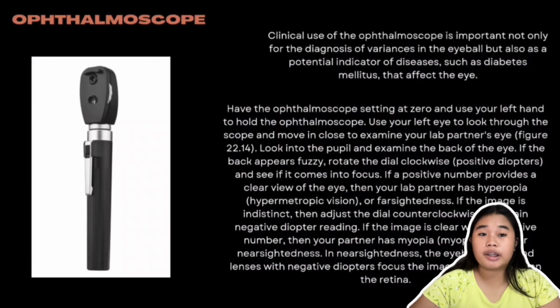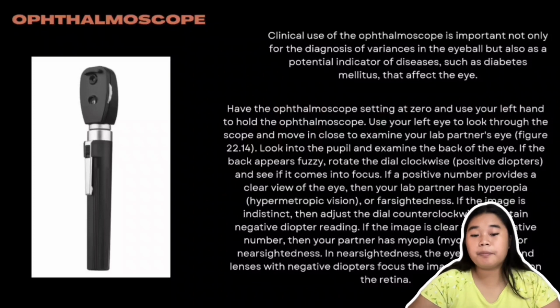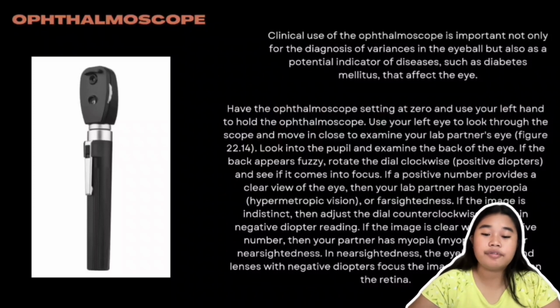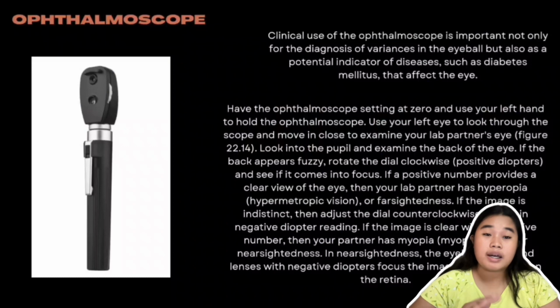The ophthalmoscope is important not only for the diagnosis of variances in the eyeball, but also as a potential indicator of diseases such as diabetes mellitus that affect the eye. To test, have your lab partner sit at 0 and use your left hand to hold the ophthalmoscope. Use your left eye to look through the scope and move in close to examine your lab partner's eye. Look into the pupil and examine the back of the eye. If the back appears fuzzy, rotate the dial clockwise, positive diopters, and see if it comes into focus.